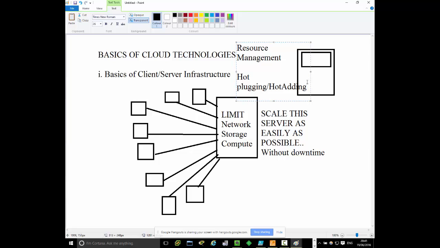So how are you able to scale quickly to match up to that demand, and also scale down whenever the service is not in use? These are the basic building blocks of public cloud technologies.